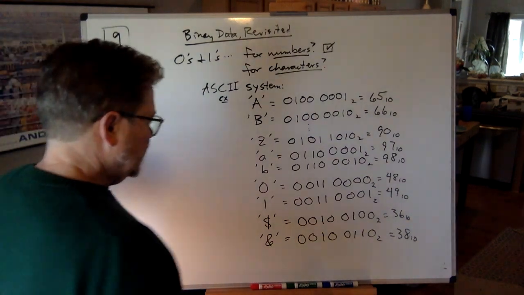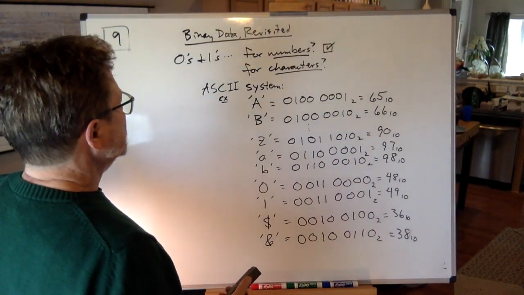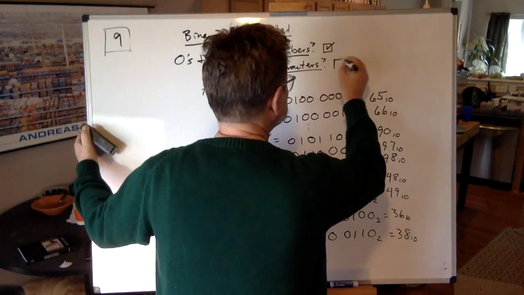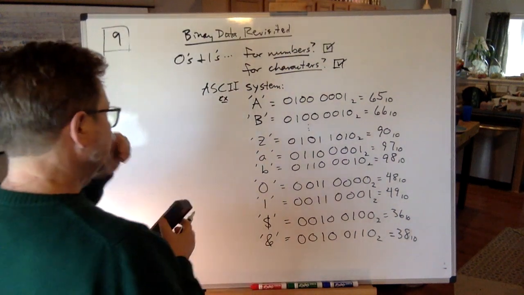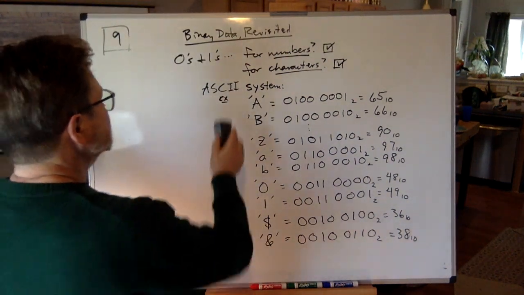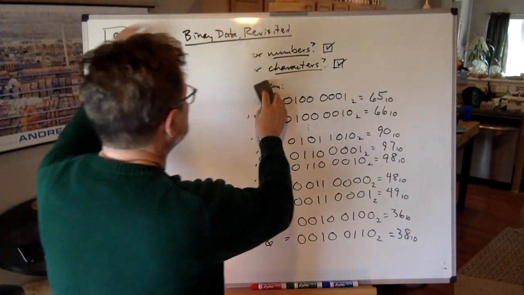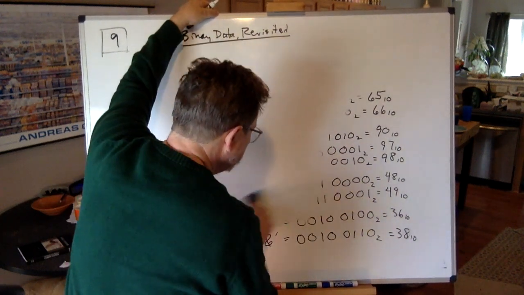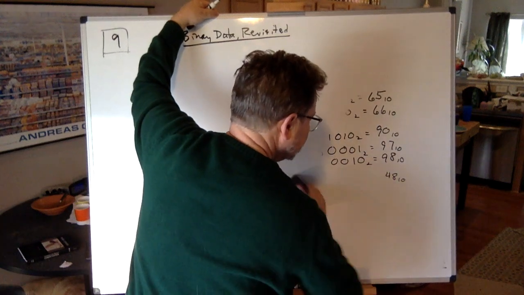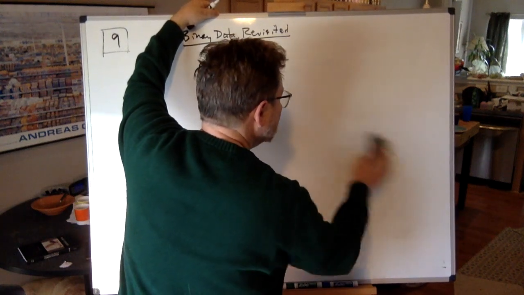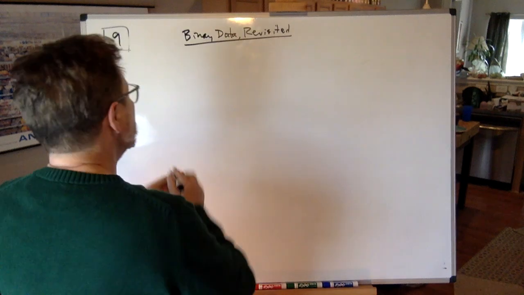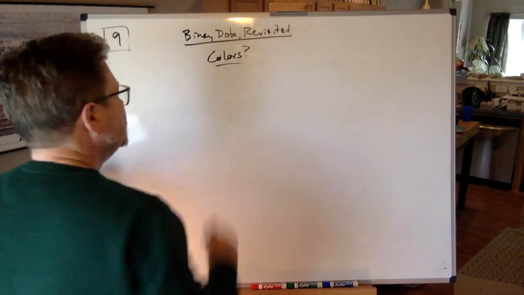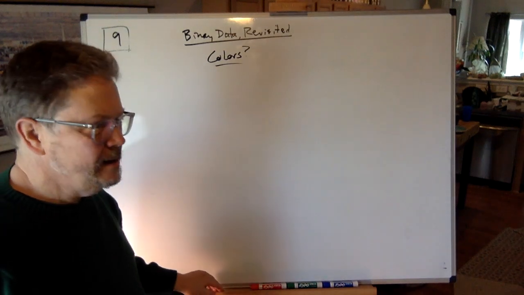Okay? Now, I've used up all my whiteboard, so I've got to get rid of all of it. We've looked at numbers. Now we've looked at characters. What does that have to do with us? Well, what it has to do with us is that all kinds of data in the computer has to be represented in binary. What about, drumroll, colors? How can we represent colors in binary?